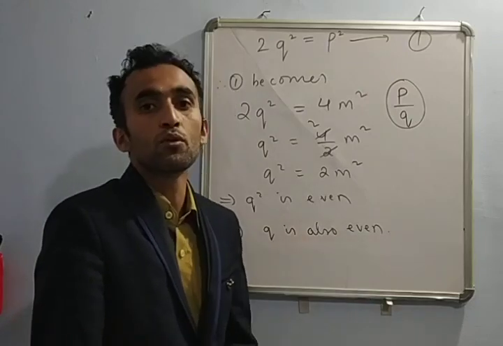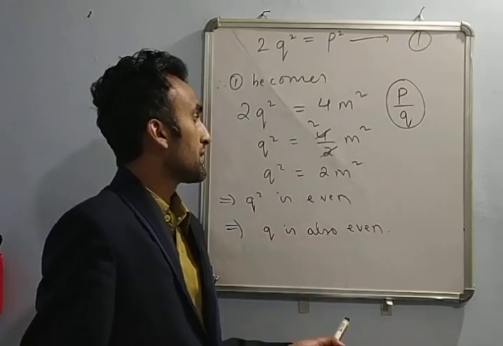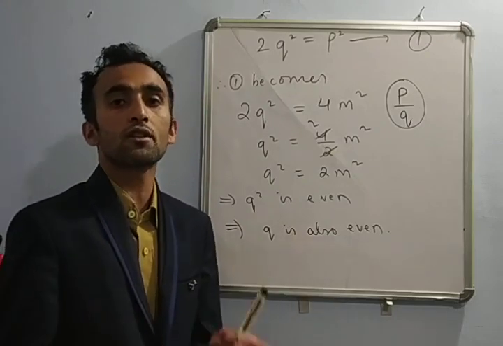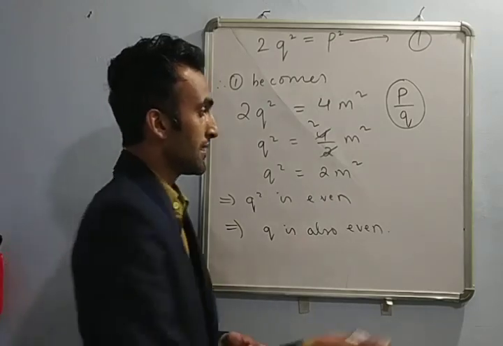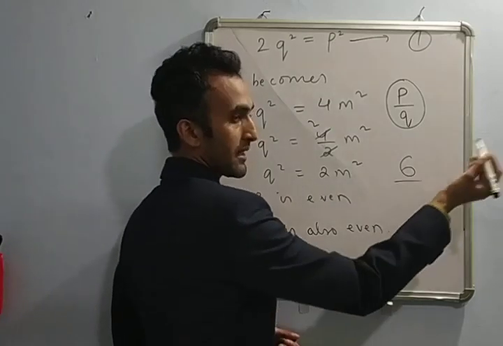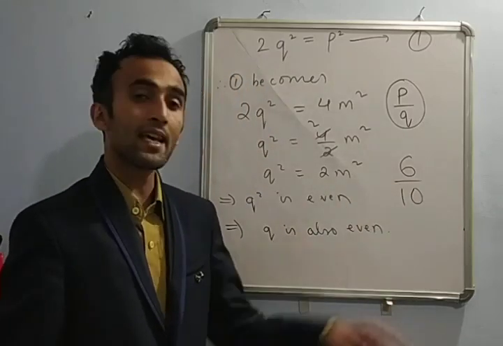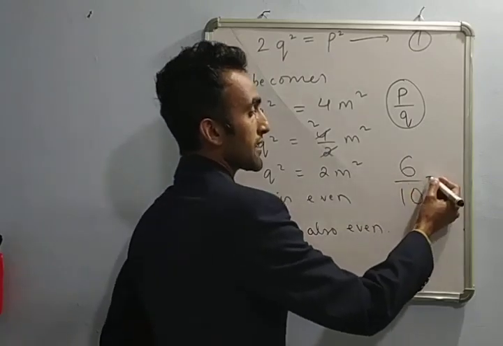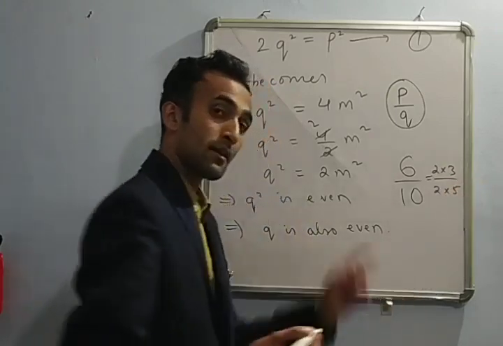But now what did I prove? Tell me that. I have proved that P is even and Q is also even. So for sure there is a common factor, which is 2. Because an even number, say 6 is an even number, and another even number, let's say 10. Is this in simplest form? No, they have a common factor. Means I can cancel it by 2, because I can write this one as 2 into 3 and this one as 2 into 5. So my assumption was wrong.